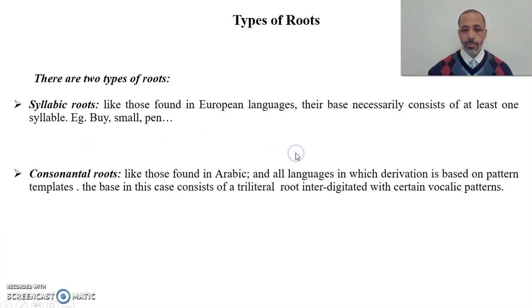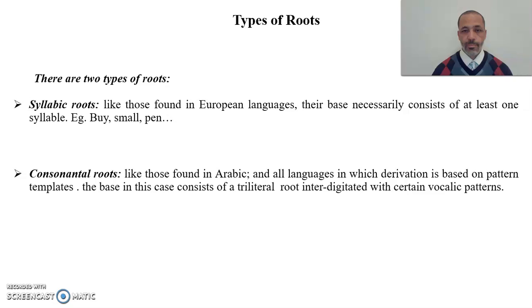The following point is about the types of roots. There are two types of roots: syllabic roots and consonantal roots. Syllabic roots, like those found in European languages, necessarily consist of at least one syllable, like by, small, pen. You can find roots which consist of more than one syllable, like character, which consists of three syllables.